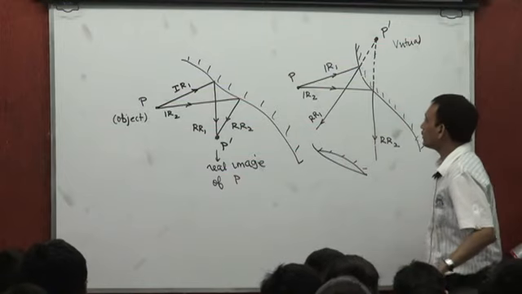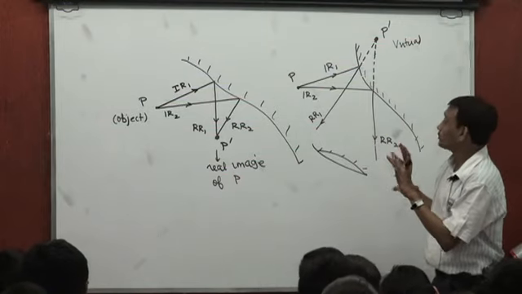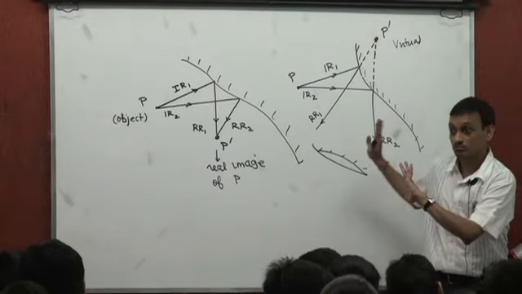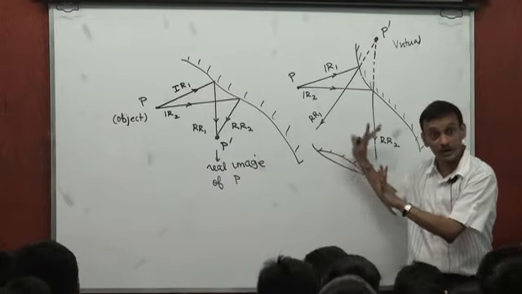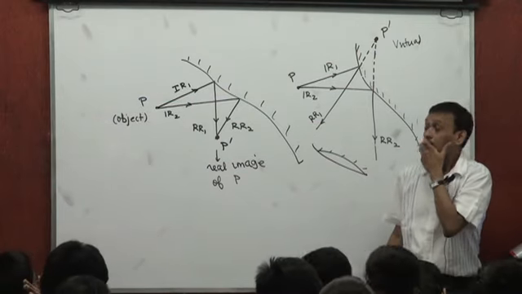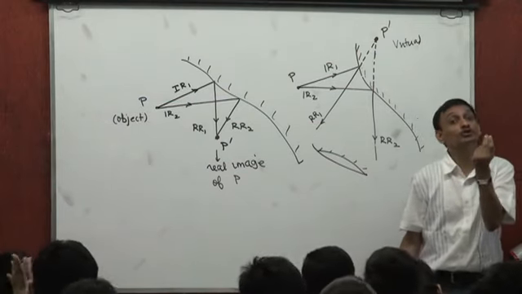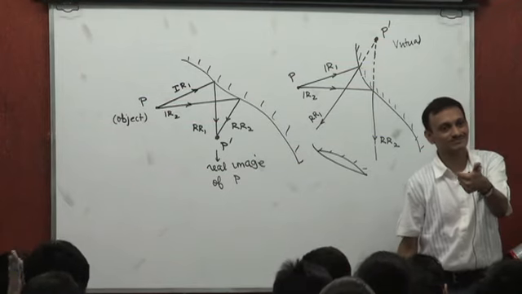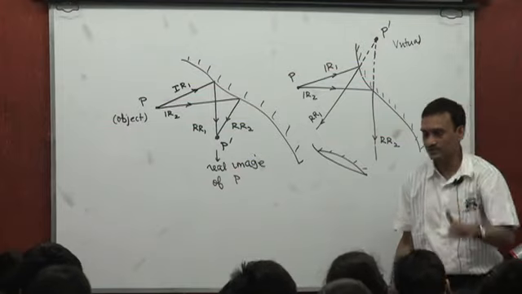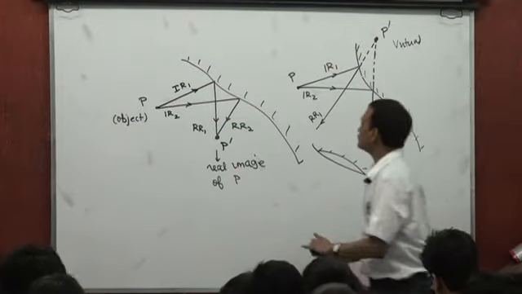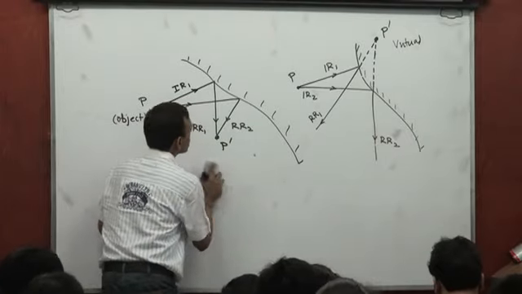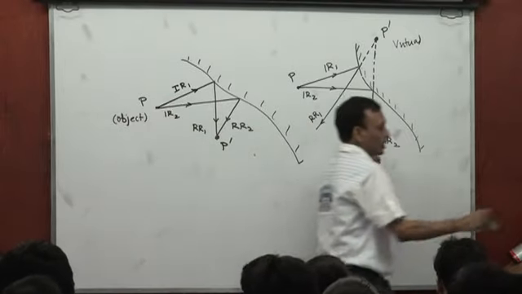Now, the question of a real image and a virtual image is settled, right? We understand a real image and a virtual image. Now, the question of a real object and a virtual object. Look, maintain this figure because I'll just use this very thing. We'll not reinvent the wheel.